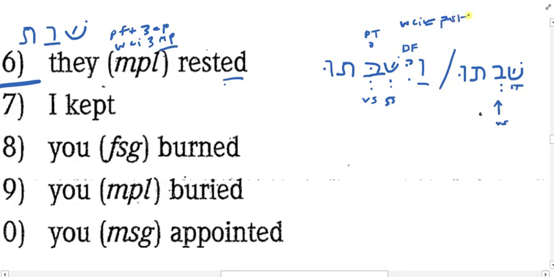WCI is always past tense. Okay, so Shabatu and Vayishbatu. They rested.